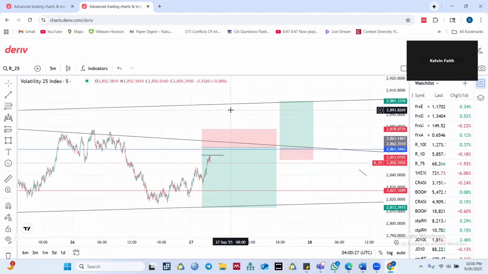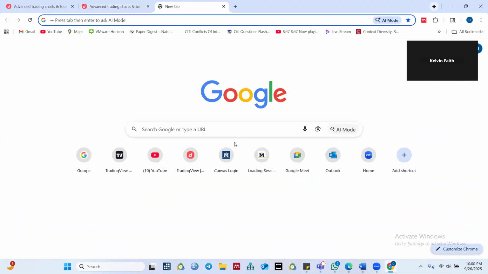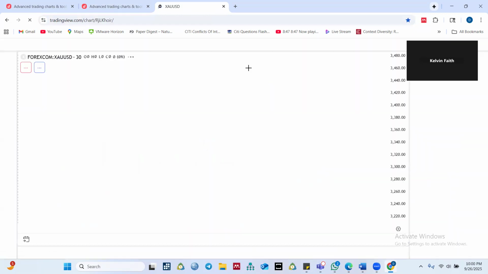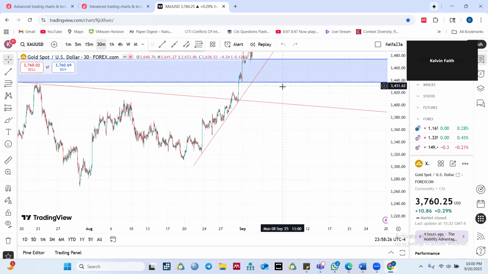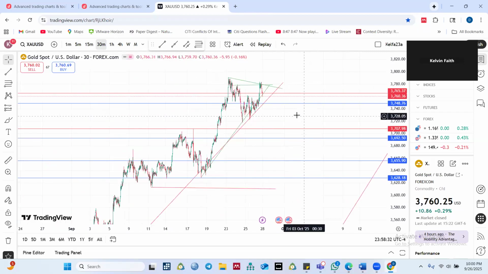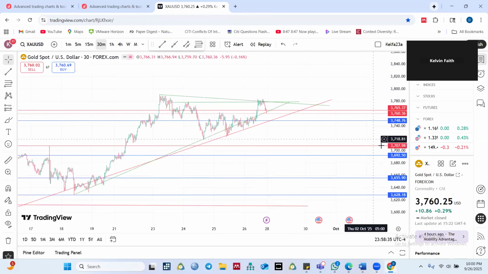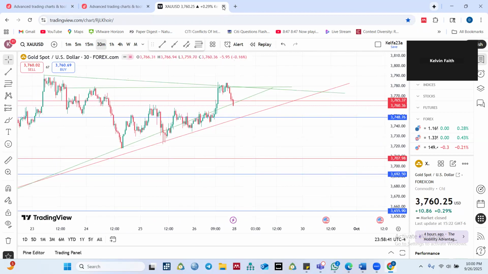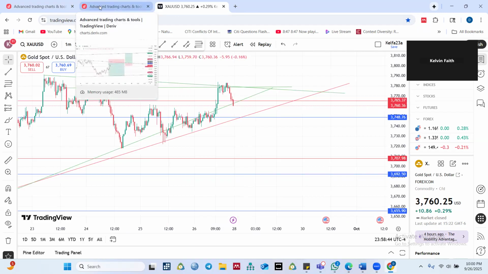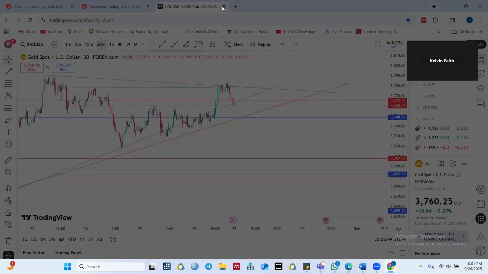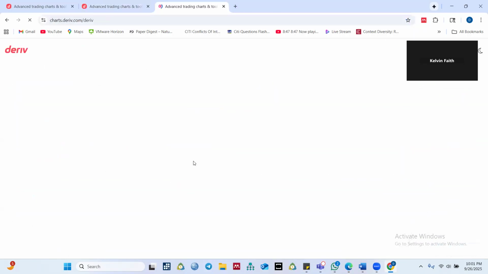What other pair? Gold or US 30? Let me see quickly. Maybe I can look at gold another time in another recording. I don't want this to be super long, so maybe I can look at gold in another recording. But let me quickly check one last pair.